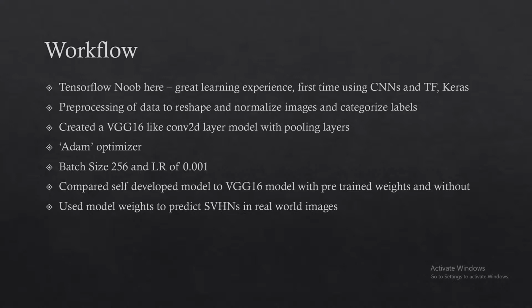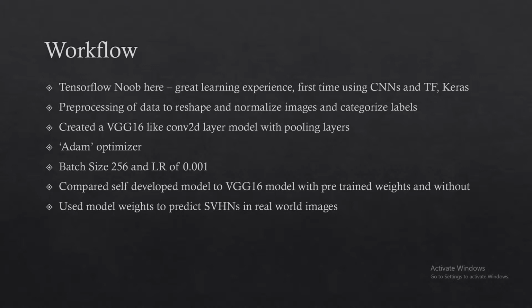So, for my workflow, firstly, I went through the different data and the pre-processing of that. I used the 32 by 32 images of single letters, and then I reshaped that and normalized it to be able to use with TensorFlow, and also categorized the labels with the utils Keras library. And then I created a VGG16 somewhat like model using convolutional 2D layers, and I also added in some pooling layers, which would help stride over the convolutions by 2.